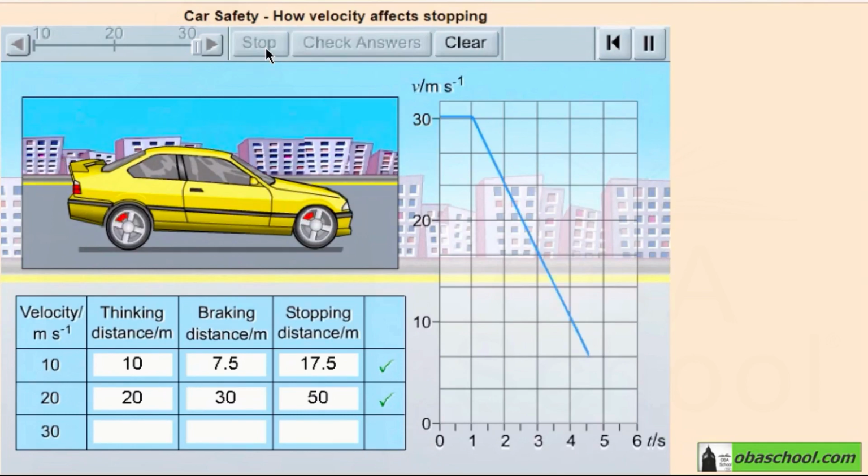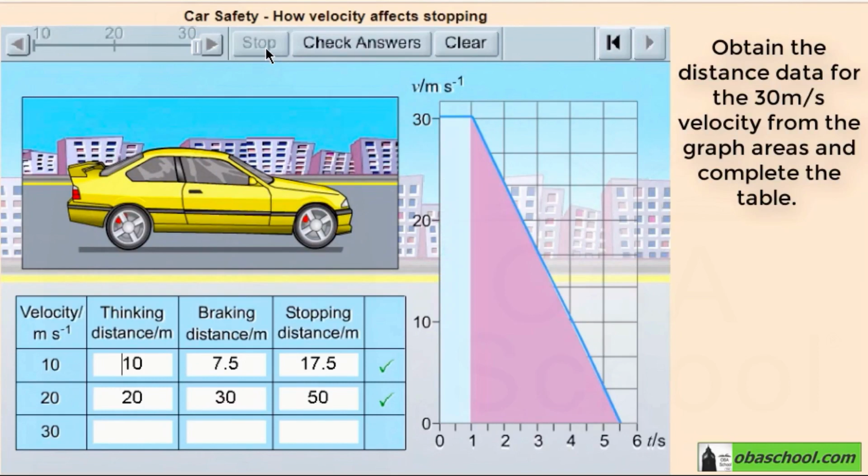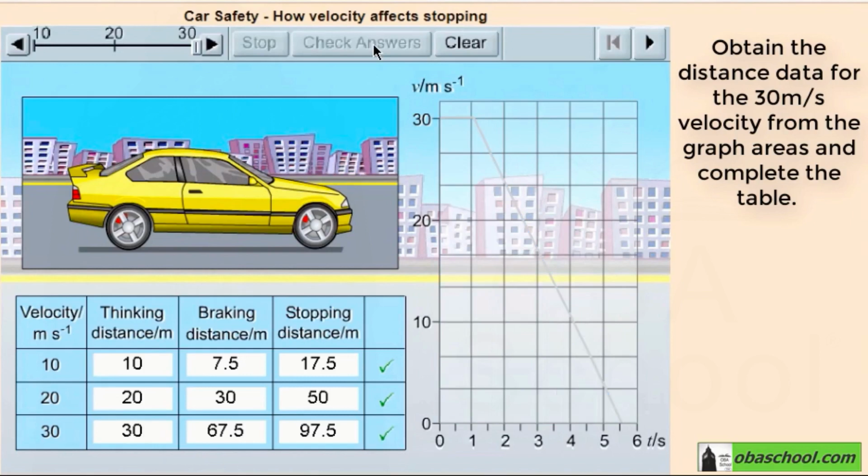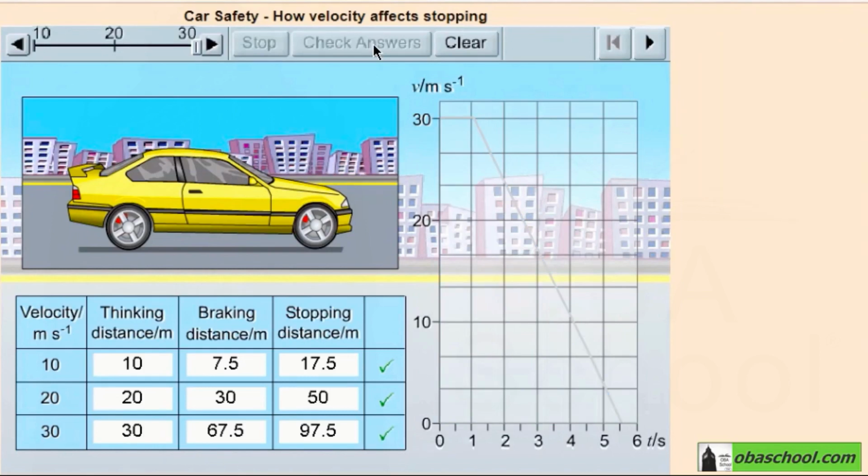Look at the graph. Obtain the distance data for 30 meters per second velocity from the graph areas and complete the table. Please pause the video and try to obtain the values. Now check your answers to see if your answers are correct. If they are not, try again.